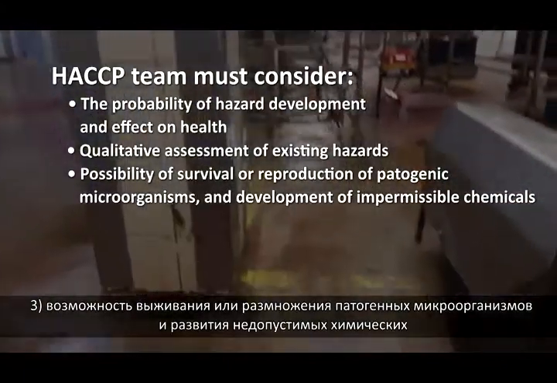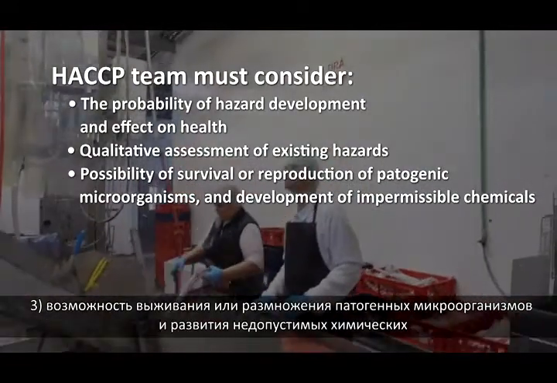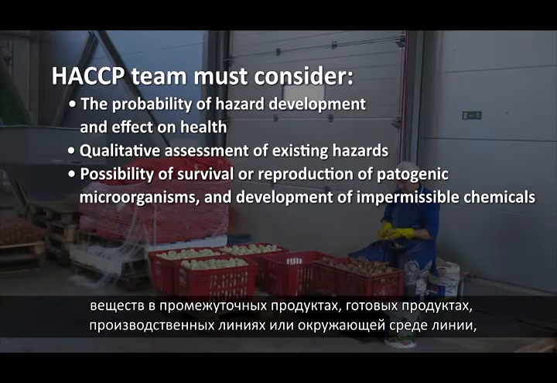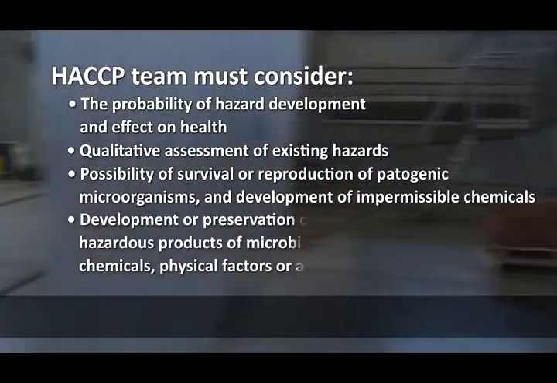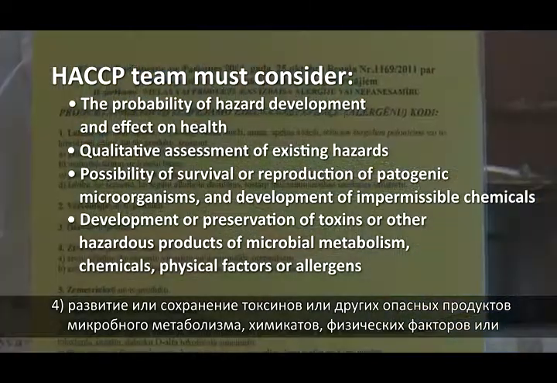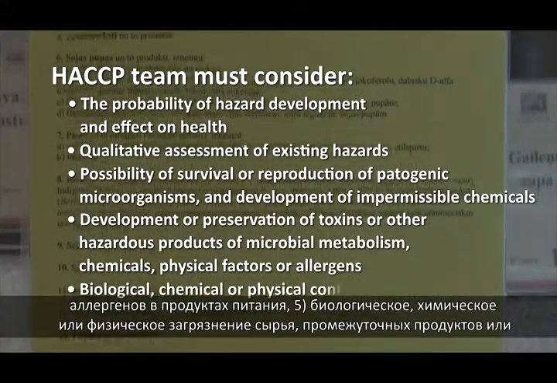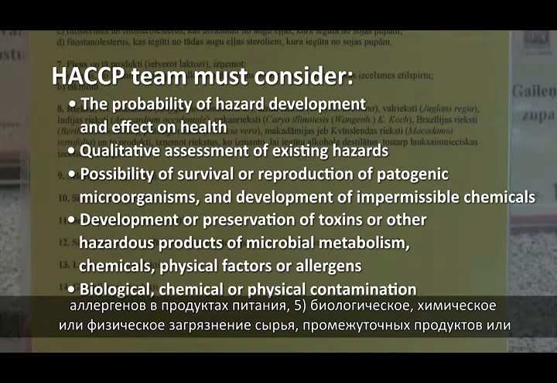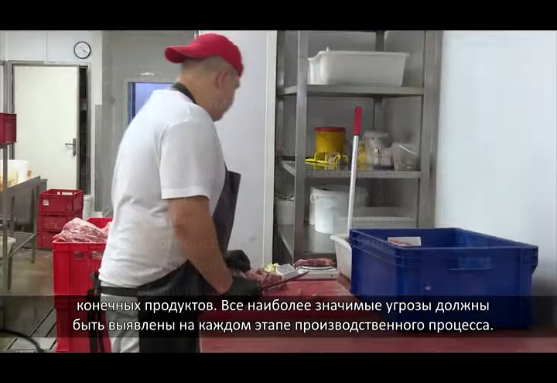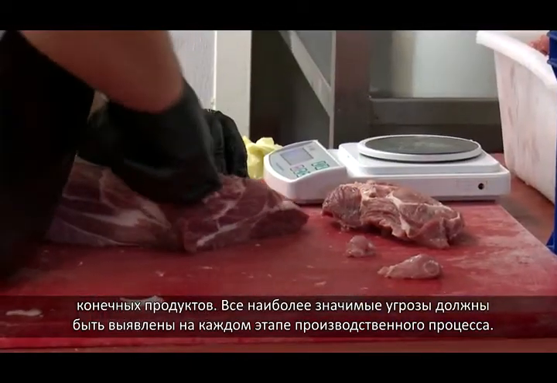Possibility of survival or reproduction of pathogenic microorganisms and the development of impermissible chemicals in the intermediate products, finished products, production lines, or line environment. Development or preservation of toxins or other hazardous products of microbial metabolism, chemicals, physical factors, or allergens in food products. Biological, chemical, or physical contamination of raw materials, intermediate products, or final products. All of the most significant threats must be identified at each stage of the production process.